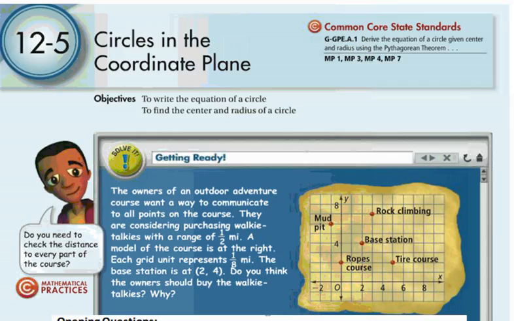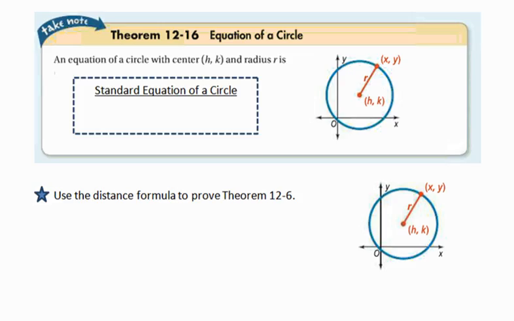Our objectives for section 12.5 are to write the equation of a circle and to find the center and radius of a circle, all in a coordinate plane. There is actually a formula you can use to graph a circle. When you get into using graphing calculators, you can make circles and have all kinds of fun with that, and you can find intersecting points of circles. So here's what we're going to do.